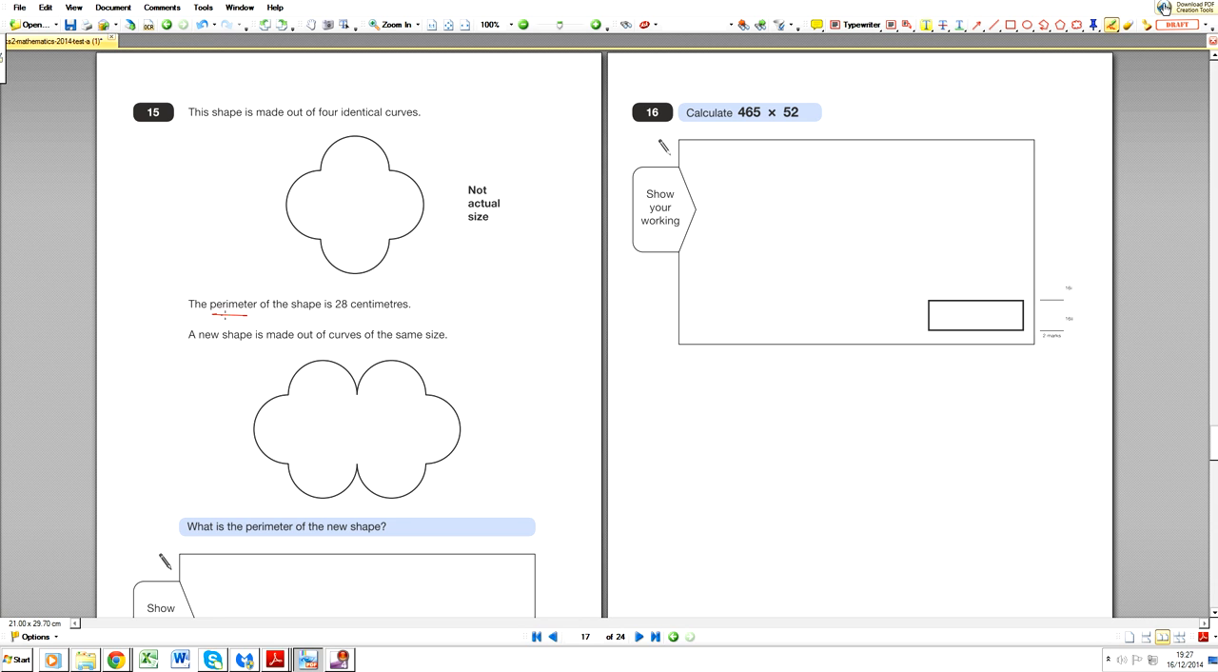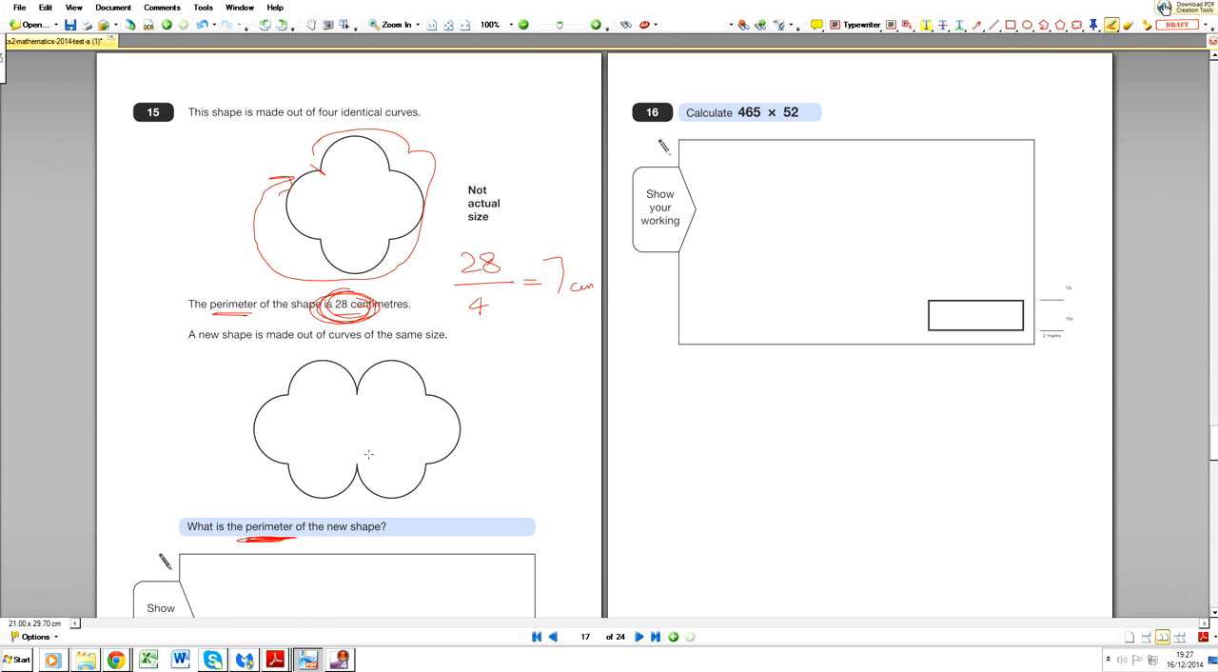The perimeter, keyword here, perimeter of the shape is 28 centimeters. Now, a new shape is made out of curves of the same size. What is the new perimeter of this new shape? So 28 centimeters is the distance if you started here and went all the way around the shape and came down to here. Let's look at how many of these humps we have: 1, 2, 3, 4. So 28 centimeters divided by 4 gives you 7. So each curve is 7.